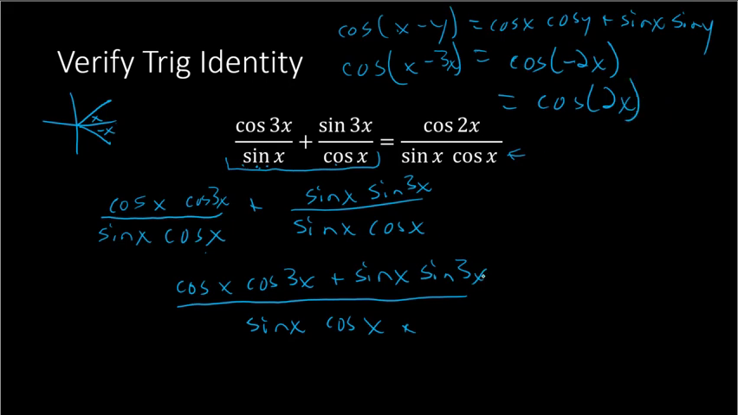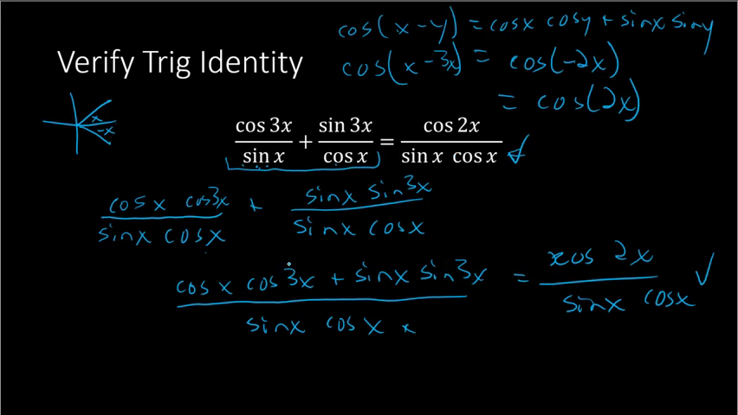So this would be cosine of 2x on the top, and then over sine of x times cosine of x, which is exactly what we're trying to get to. That was the right side of that equation. So this one has been verified, and this one is complete.